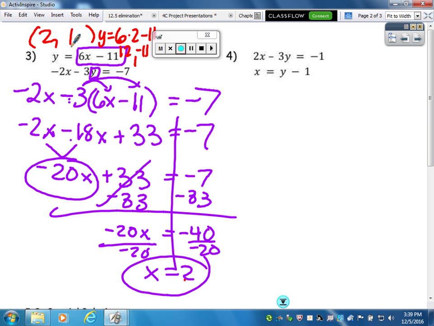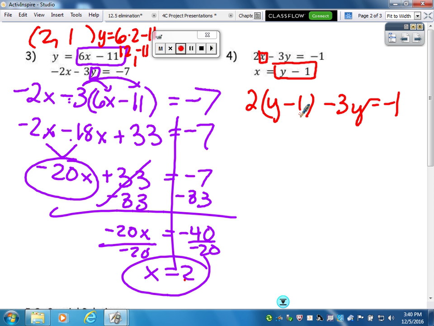So for number 4, usually we've been plugging the top one into the bottom one, but I've actually got the x equals in the bottom this time. So I'm going to plug it up here instead. So that's going to be 2 big old parentheses minus 3y equals negative 1, and plug in what x is equal to right there: y minus 1. So first step, distribute. So 2y minus 2, so 2 times 2 there, minus 3y equals negative 1.